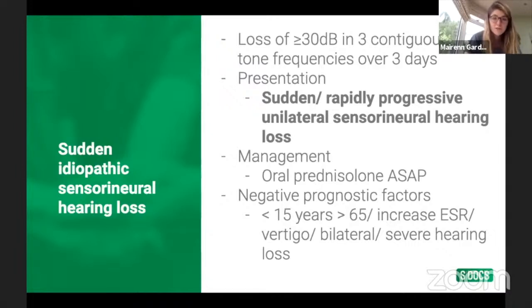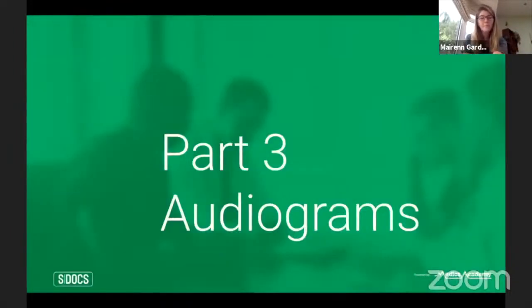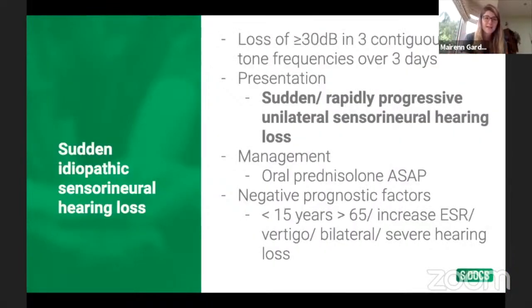Other negative prognostic factors are if the patient is younger than 15 or over 65, if they have an increased ESR, if they present with vertigo, if they present with bilateral, which is quite a rare presentation, or if when they present they have severe hearing loss. It's quite difficult to treat these patients after the initial bit, and often if it's not treated properly to begin with, it's likely to continue. Some do spontaneously resolve.